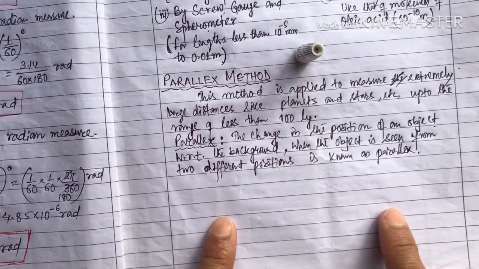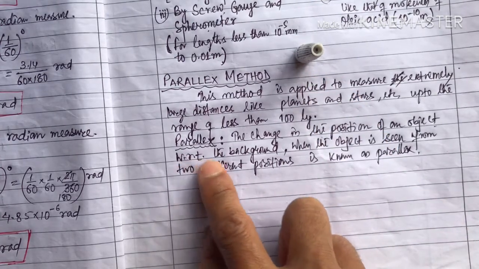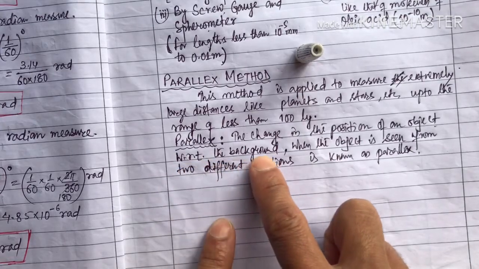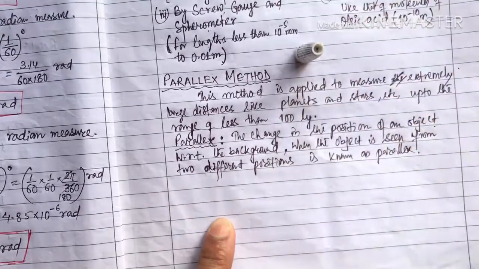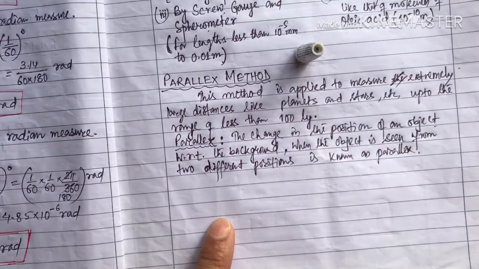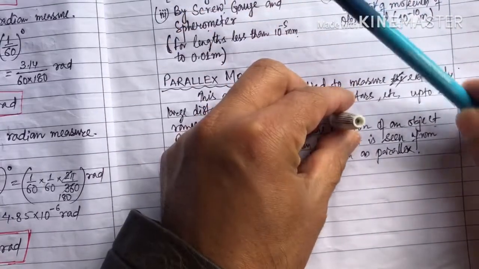Now, when we see this again, one more thing. Here I wrote "with respect to the background." That means it must have some background here. It must have one background here. Background. That I will explain everything later on.